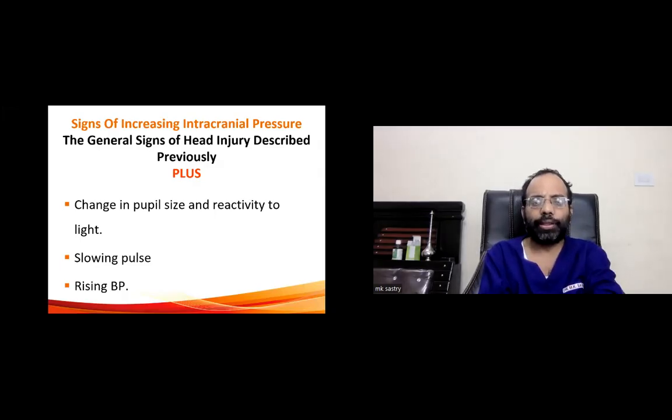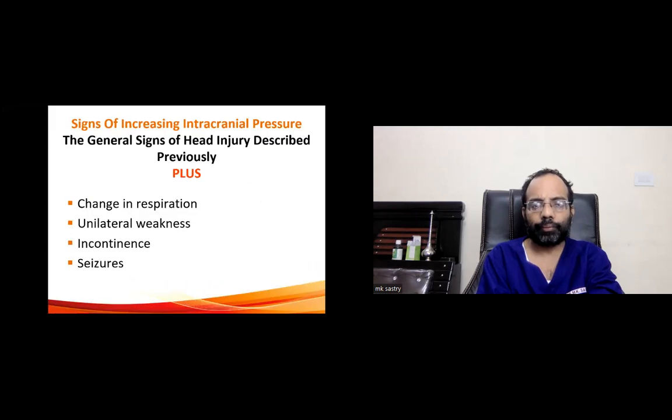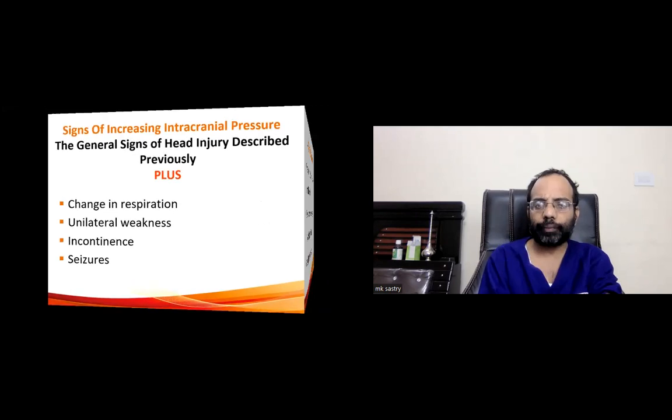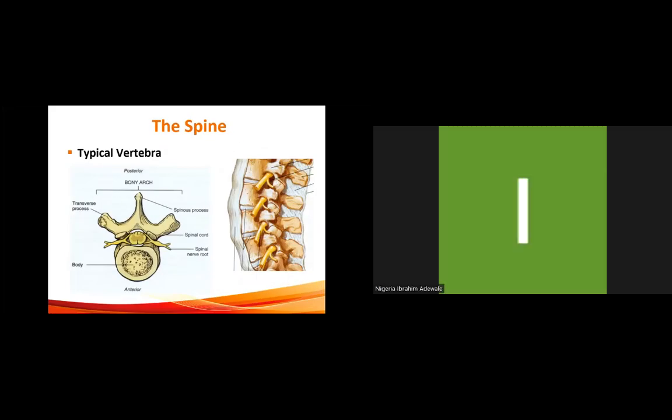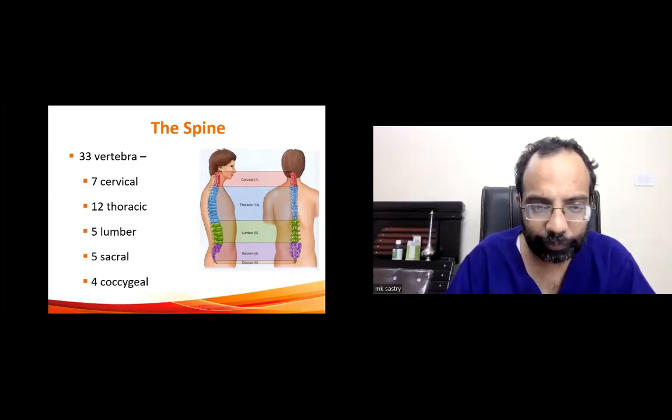Changes in pupil size and reactivity to light, slowing of the pulse, and rising of the BP. These are the three signs of what? Reactivity to the light, slowing of pulse, and rising of BP. Change in respiration, unilateral weakness, incontinence, and seizures are the main signs of head injury described previously.